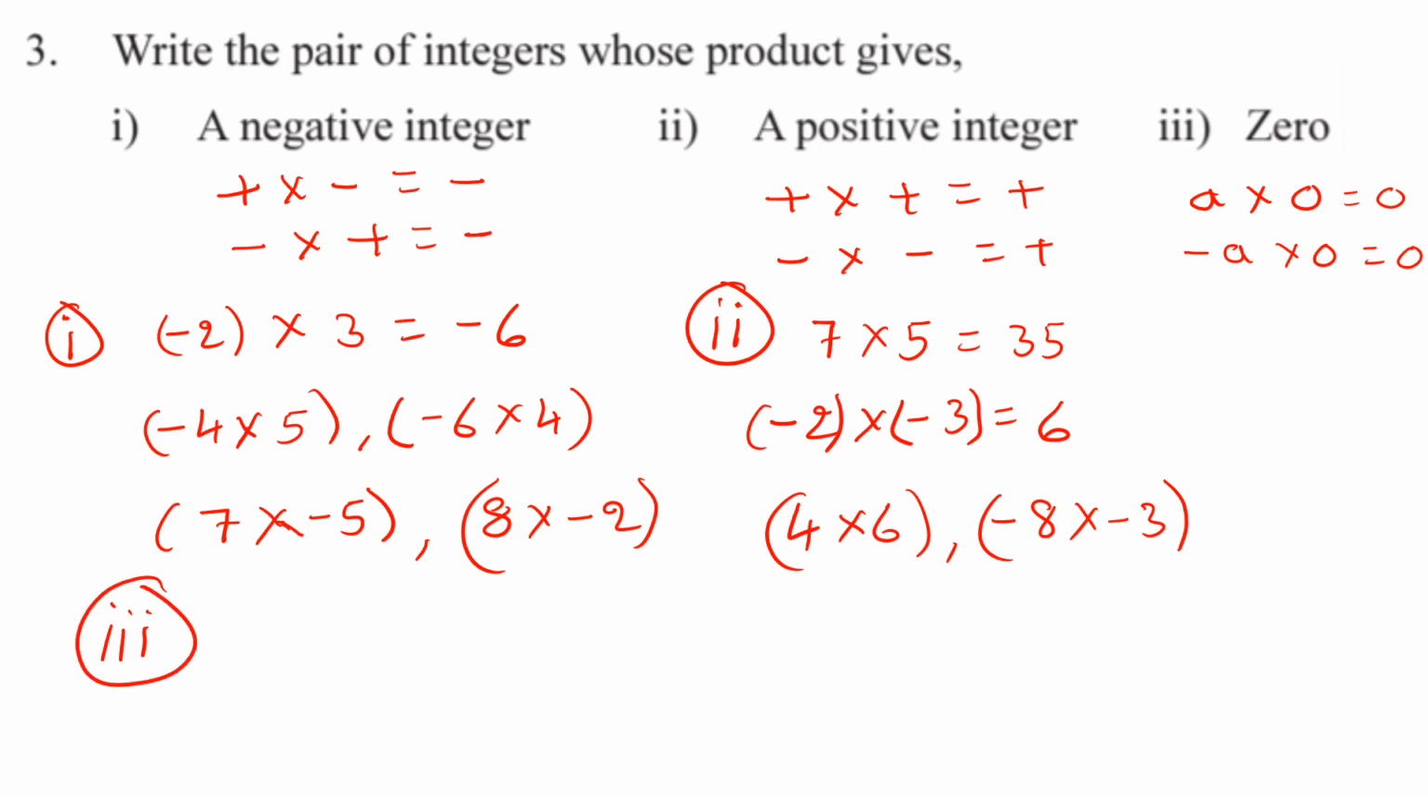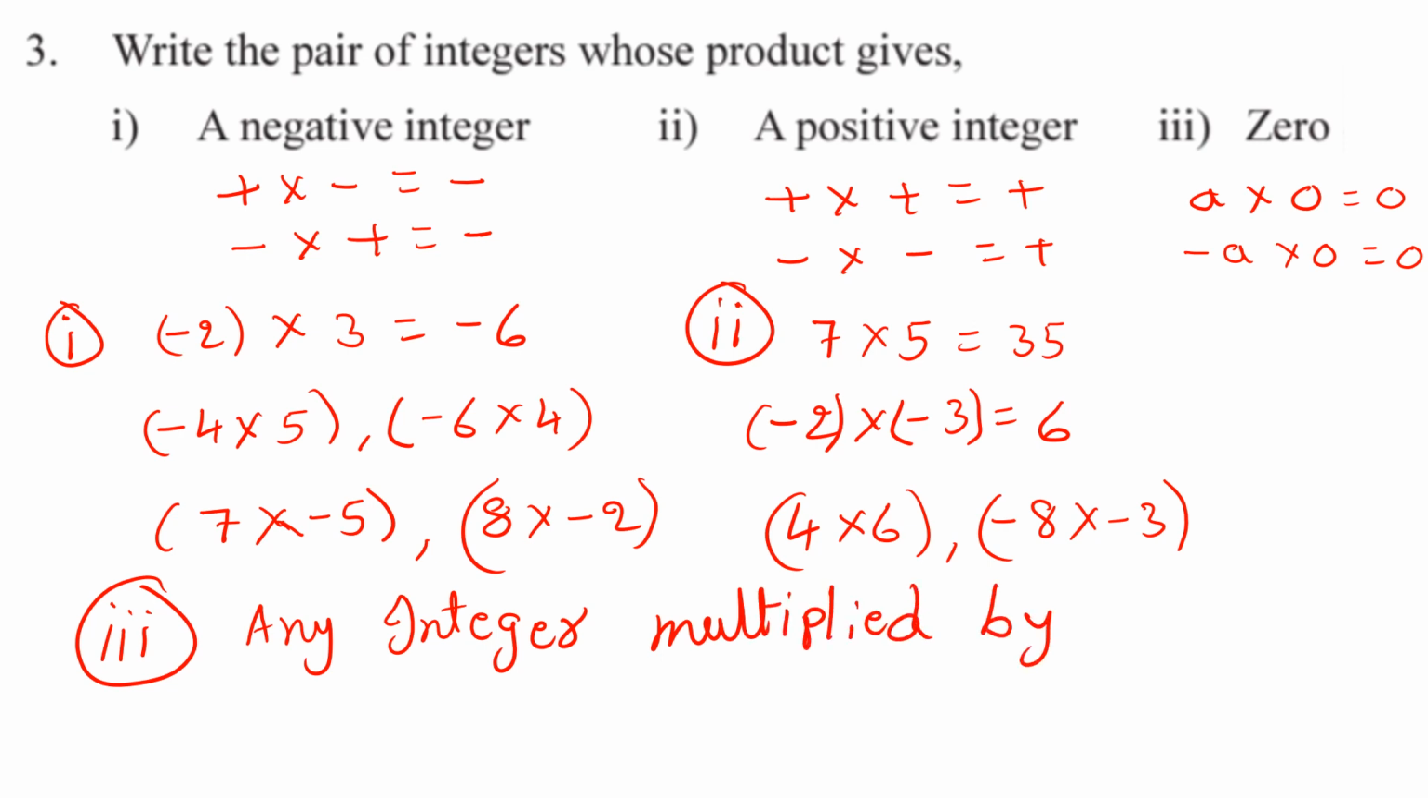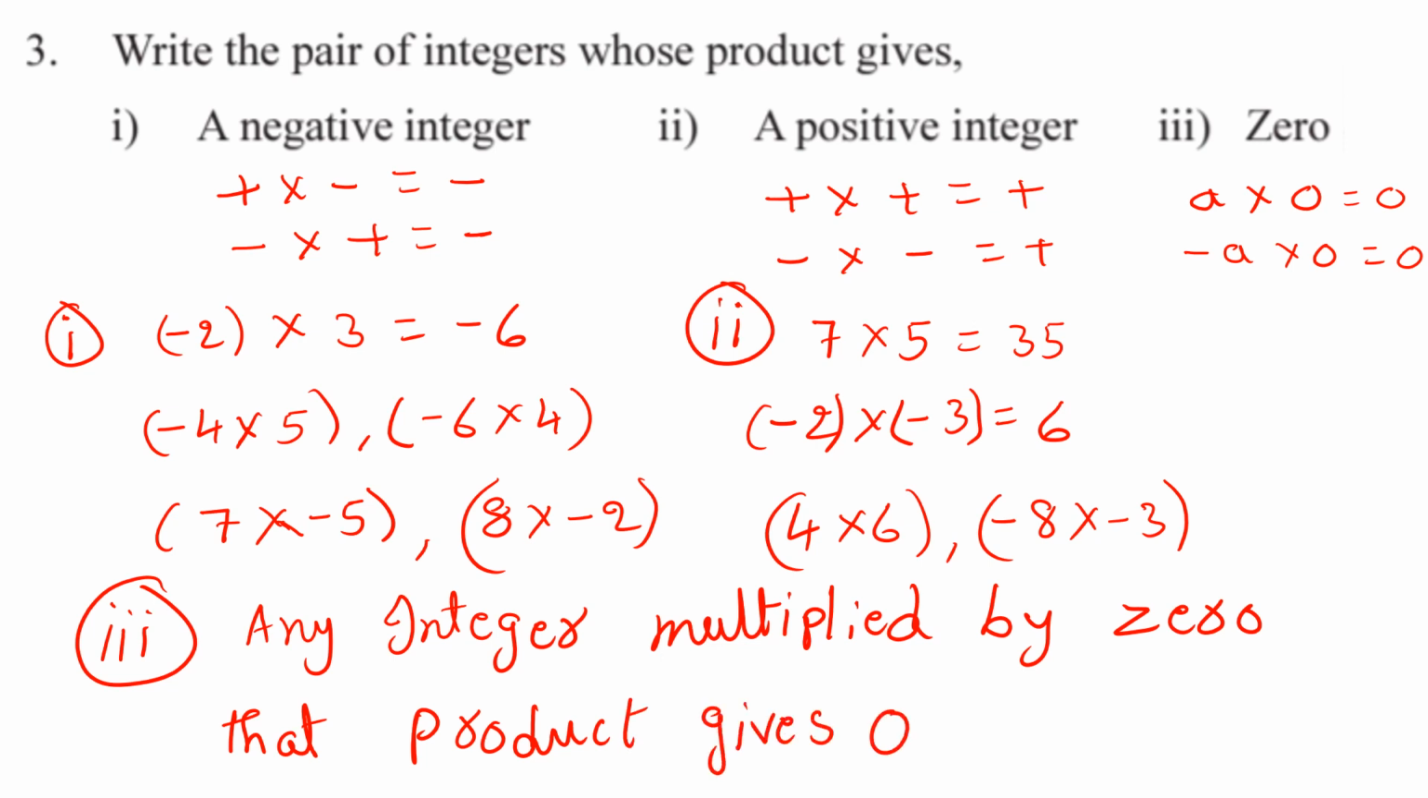Third question, when it will be 0: any integer multiplied by 0, that product is 0 only. That product gives 0 only. Understand? For example, 2 into 0 should be 0, and minus 3 into 0 should be 0 only. Okay, right.